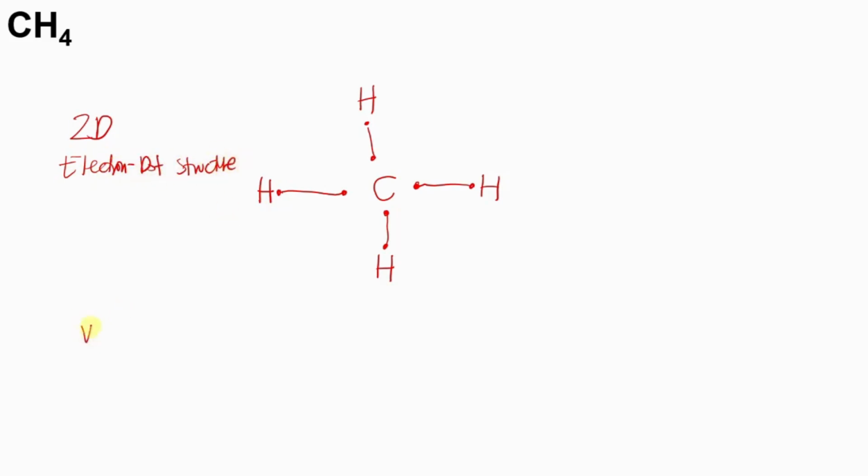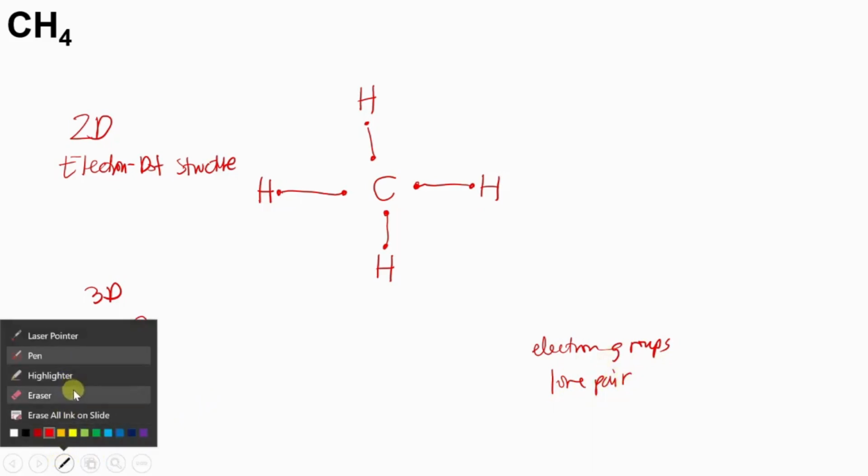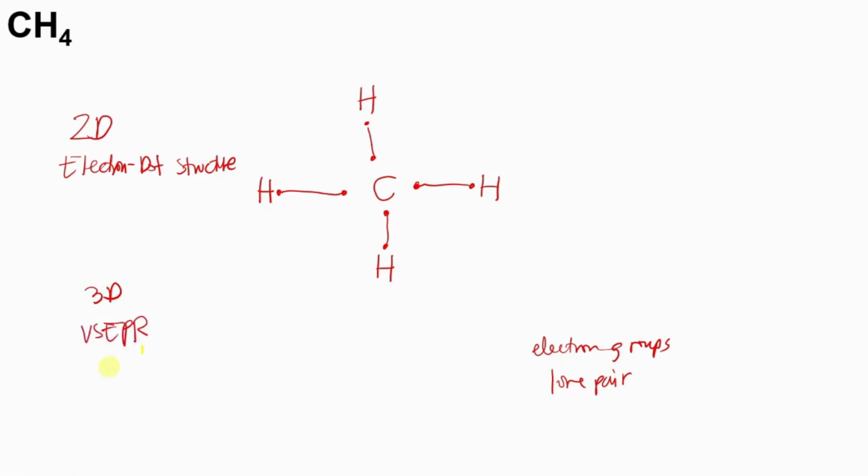Again, let's get the VSEPR shape. The VSEPR shape is the 3D shape of the molecule. So in this case, we count the number of electron groups, then count the number of lone pairs. How many electron groups? Just count the number of areas occupied by the electrons. We have it here, 1, 2, 3, then 4. In this case, we have 4 electron groups.